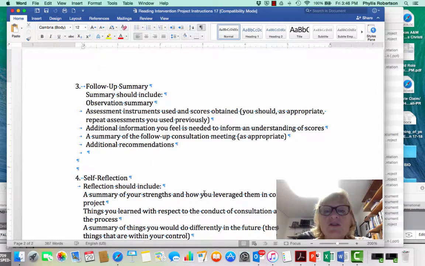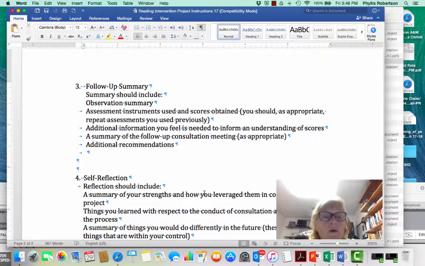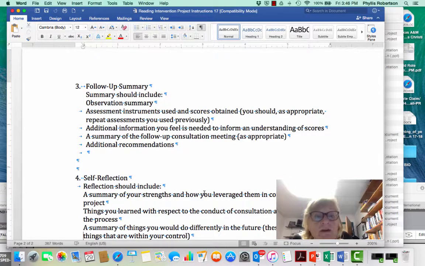Any additional information you feel is needed to inform an understanding of those scores of the student's progress. So it may be the student was very ill during the intervention and missed quite a bit of instruction. That's something that you're going to need to report, because that will help us know how to interpret those results, right? And then again, if you're doing a consultant model, you need to include a summary of your final consultation meeting with either that tutor or that teacher.